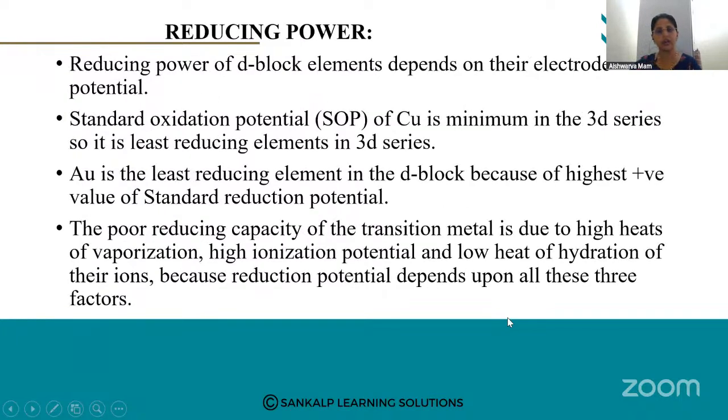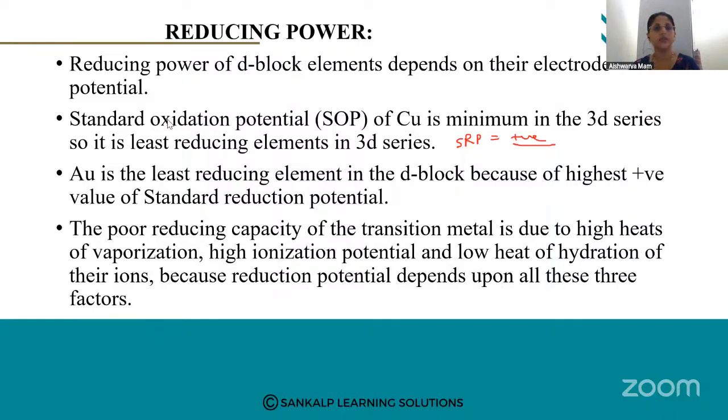Reducing power, we have seen standard reduction potential. Here it is standard oxidation potential for copper. Why standard oxidation potential? Because copper's SRP value is positive, so it helps in oxidation. Therefore it is the least reducing element. Au, we have seen, is also the least reducing element, because of its high value of standard reduction potential. The poor reducing capacity of transition metals is due to high heats of vaporization, high ionization potentials, and low heat of hydration of these ions. We have discussed this.